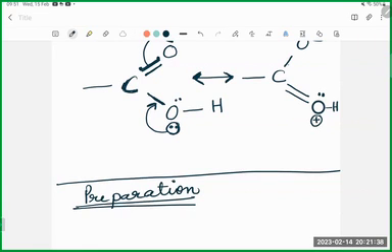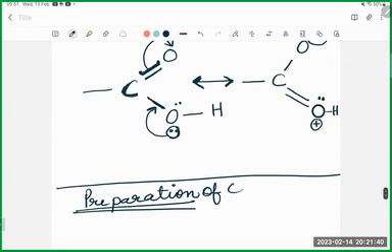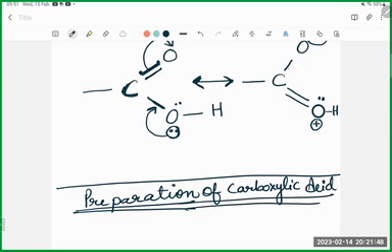Let's begin the preparation of carboxylic acid. So look at over here. We are learning carboxylic acid individually. Why? It means as a separate compound, not along with the aldehydes or ketones. Why? Because we have a reason for it.